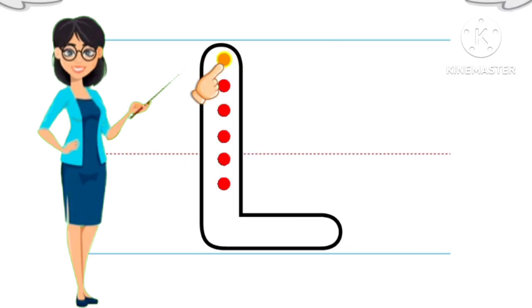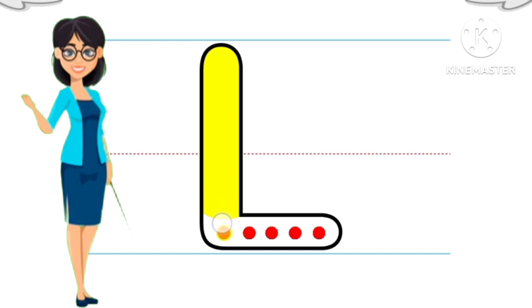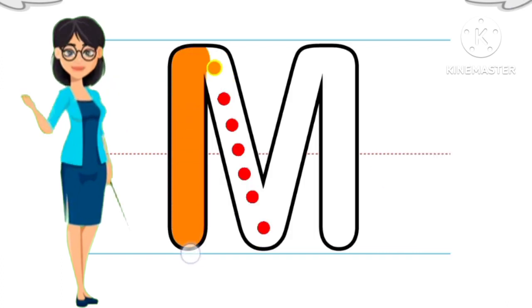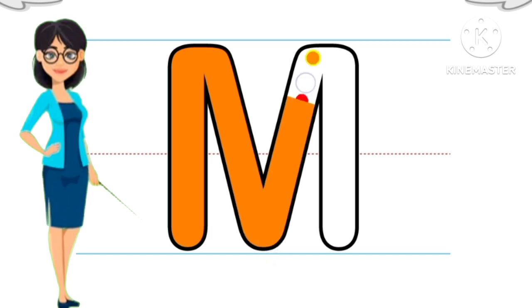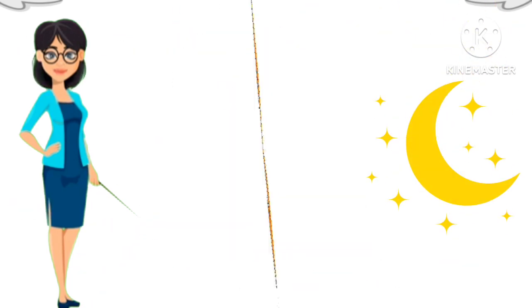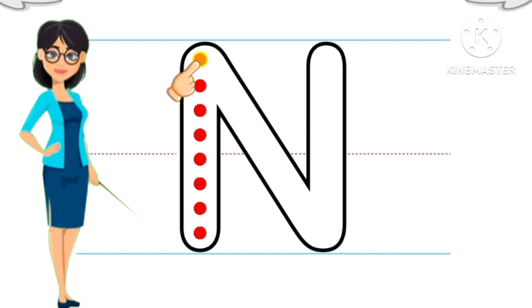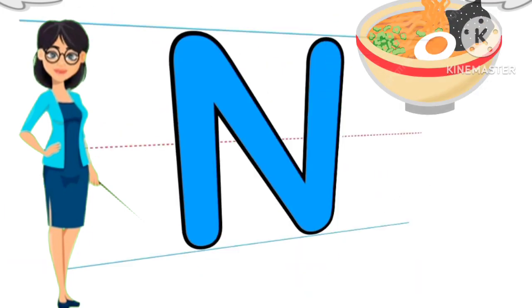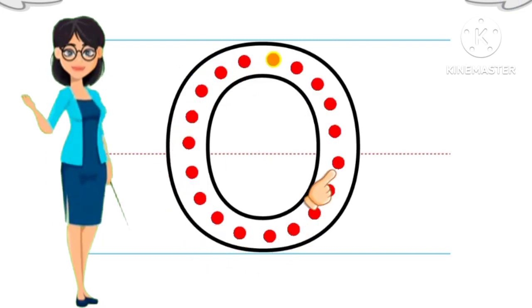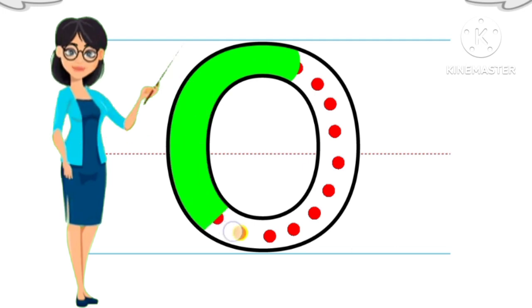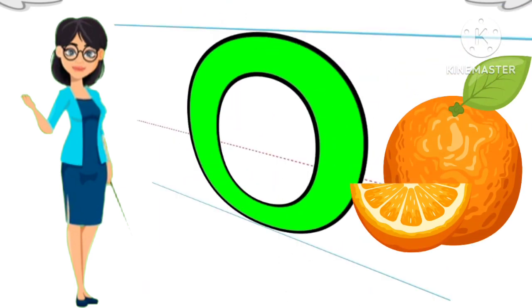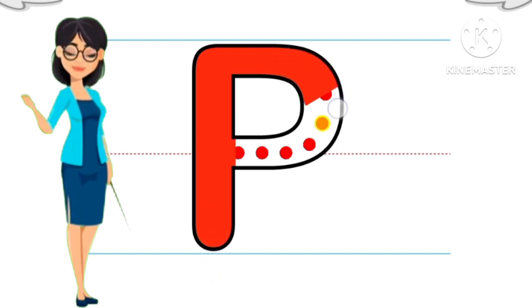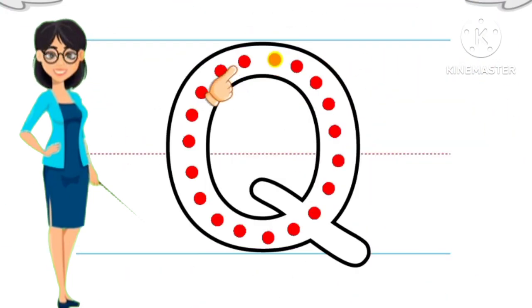K for kite. L for lemon. M for moon. N for noodles. O for orange. P for penguin.